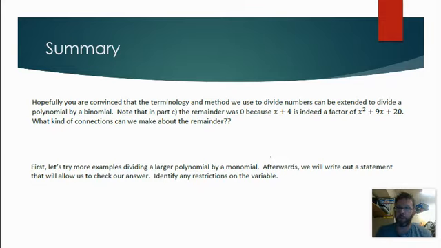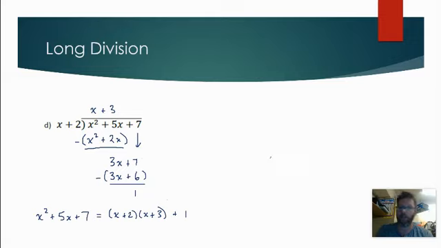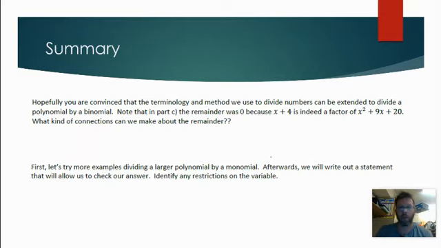So yeah, at this point, hopefully you're convinced that the same terminology and method we use to divide numbers, we can do that with polynomials dividing by a binomial. And we mentioned that in B, the remainder was 0. That's because x plus 4 was actually a factor of x squared plus 9x plus 20. However, in D, because x plus 2 was not a factor of x squared plus 5x plus 7, we got a remainder of 1. All right, we're going to start the process of motivating connections between the remainder and the factors we're dividing by. But let's just try and get a bit better with the long division. Let's try a bigger polynomial division now.